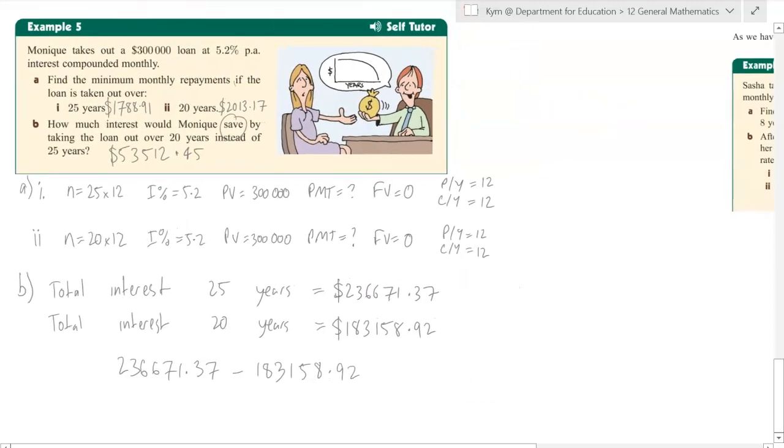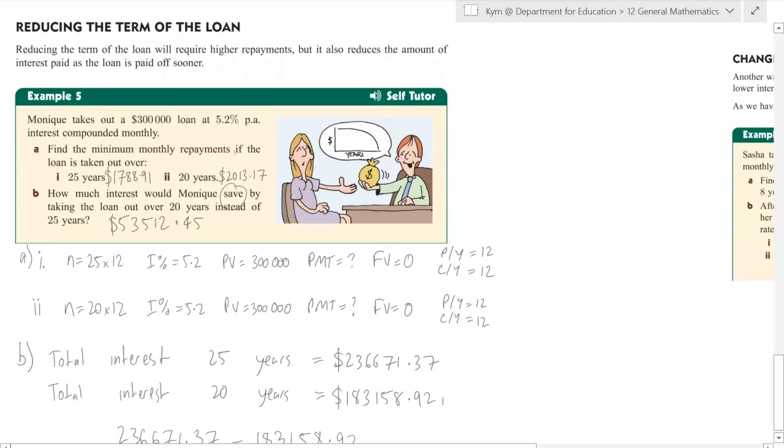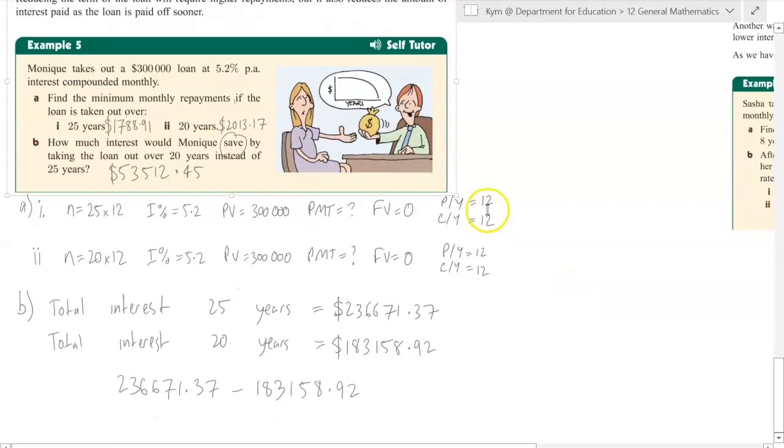That's just a simple example of cutting down the length of the loan term and obviously making higher repayments, as you saw there, to pay it off quicker. But that will then save you in the long run in terms of interest. And you can see that's quite a substantial amount of interest that this person here, Monique, in this example is saving.